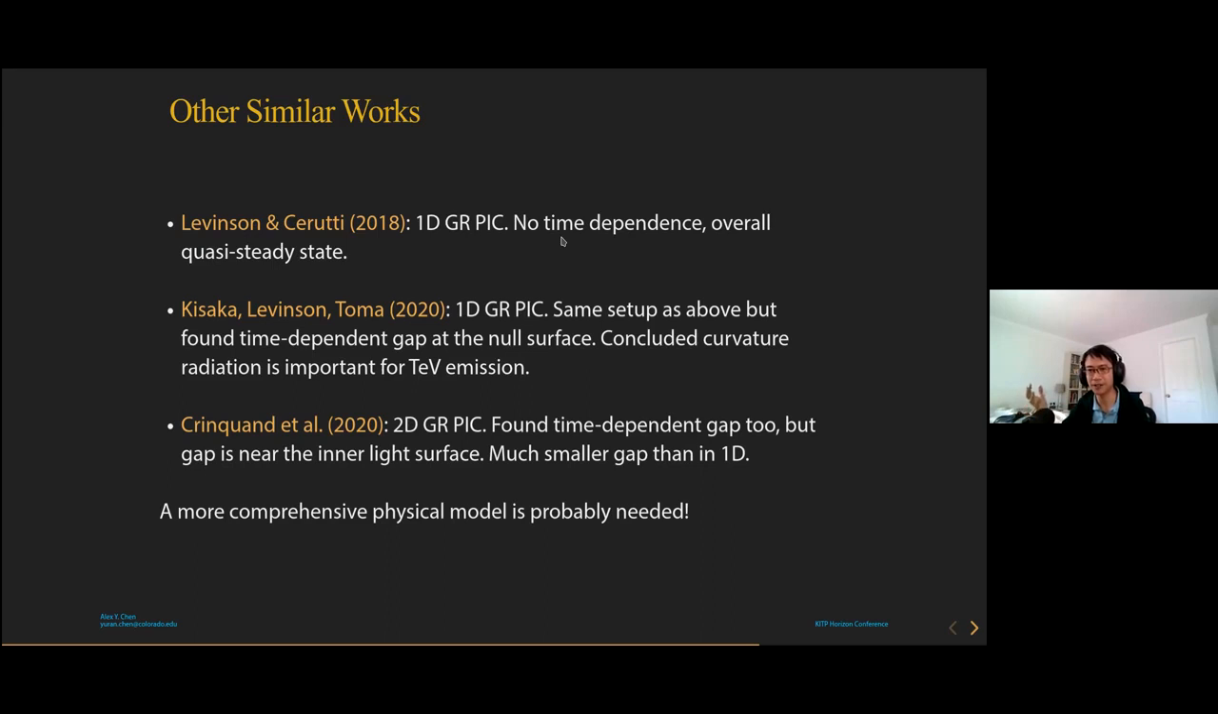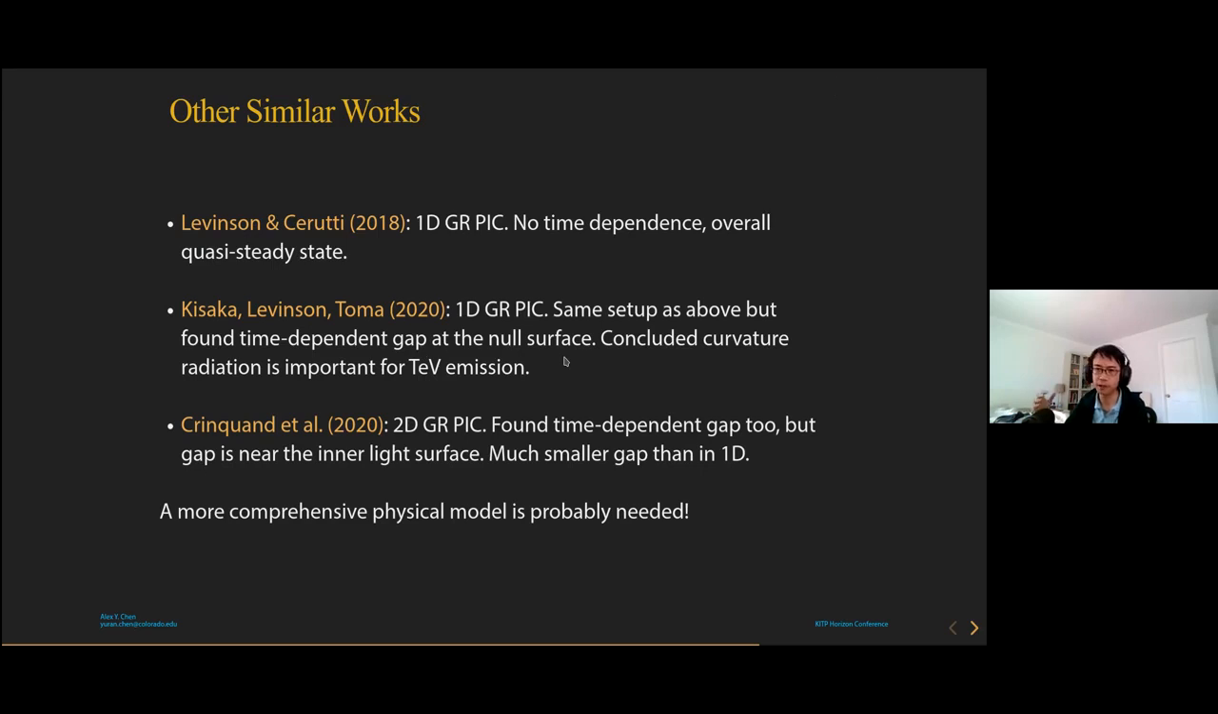They saw a thermal bath of high-energy particles and high-energy photons, and the photons keep producing pairs. It's a steady power luminosity. But then this year, Emir and his other collaborators followed up on that paper. They ran a simulation for longer with the same setup. They actually recovered what we saw. So they see a time-dependent gap happening at the null surface.